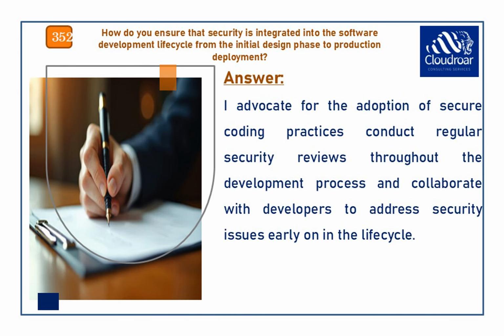Question 351. How would you approach conducting a security review of a third-party API that your application relies on? I would start by reviewing the API documentation to understand its functionality and security features. Then I would test the API for common vulnerabilities such as injection attacks, authentication flaws, and data exposure.